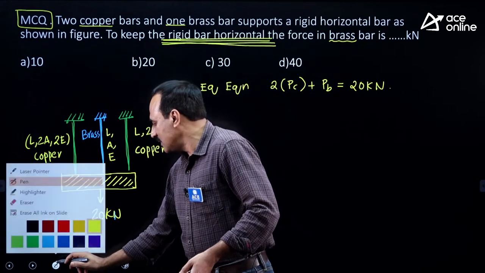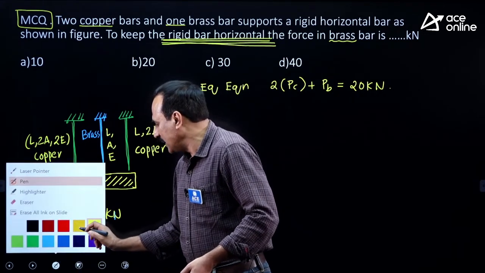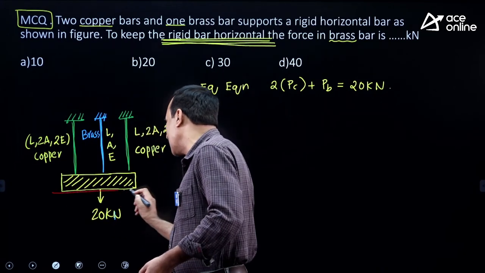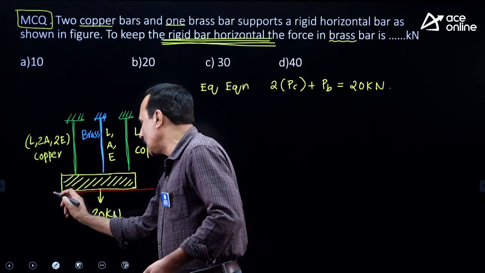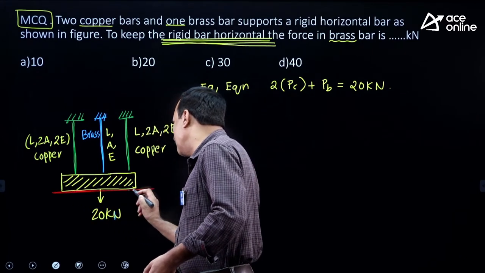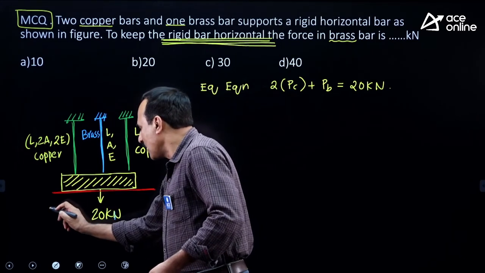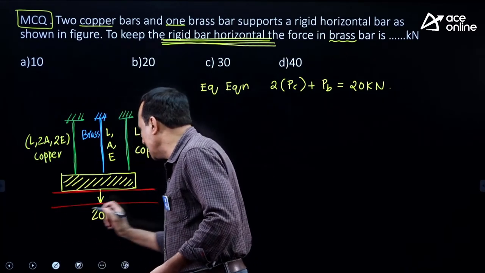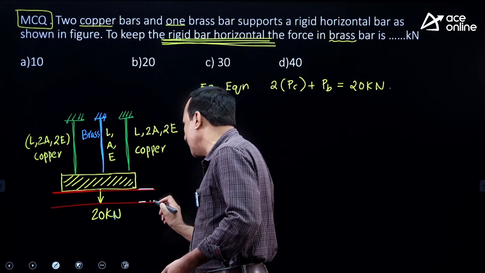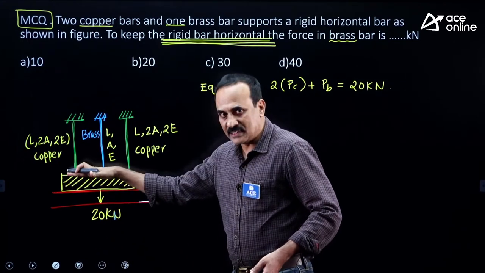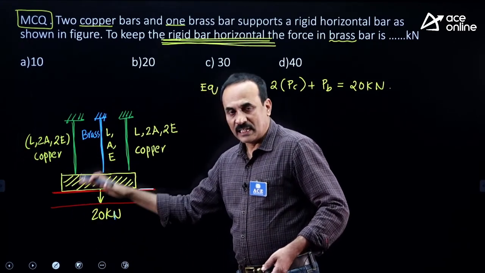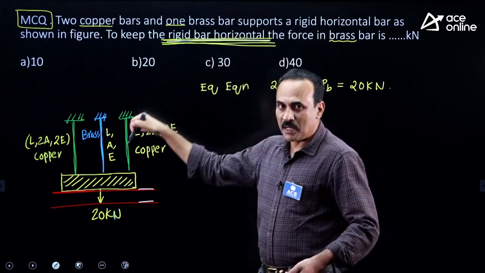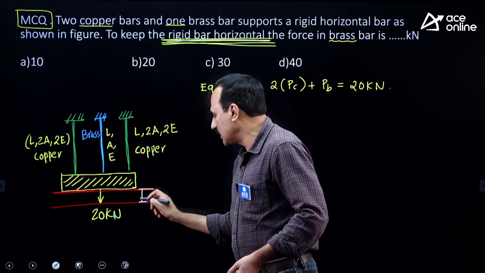Next, compatibility says that if you apply the load, this rigid bar, initially it is horizontal. Say suppose this is the initial position of the beam, the lower edge of the beam. After the application of load, it may go to some other position. That means the initial level may come to here. As it is, it should come down. That is the compatibility, that is the adjustment condition given. The rigid bar must be horizontal even after the application of load.